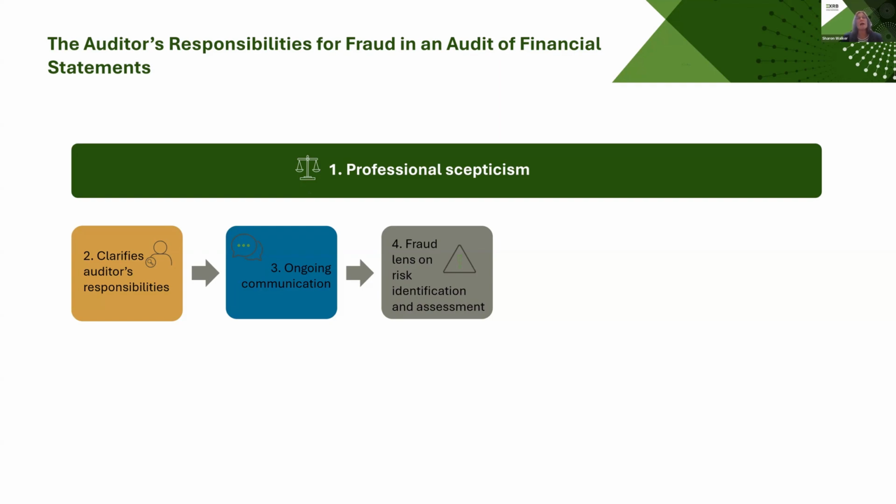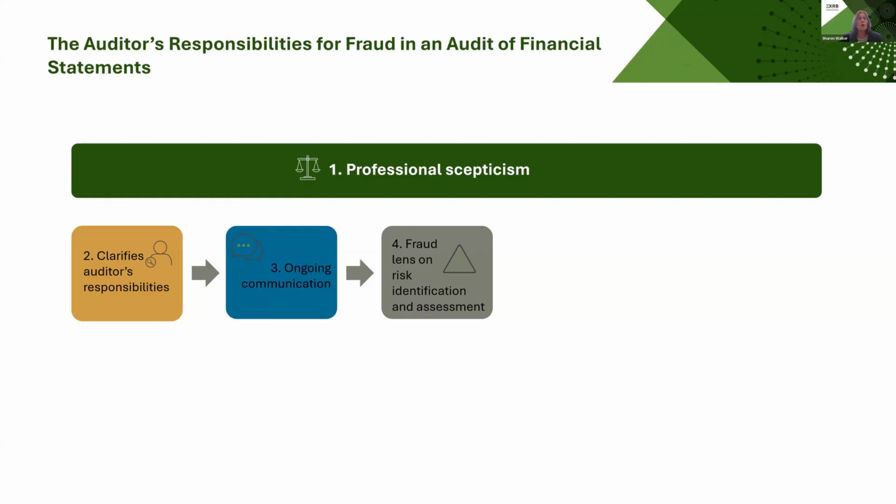It also clarifies that the risk of management override of controls occurs at the financial statement level. So management override of controls is to be treated as a significant risk, and it occurs at the financial statement level.